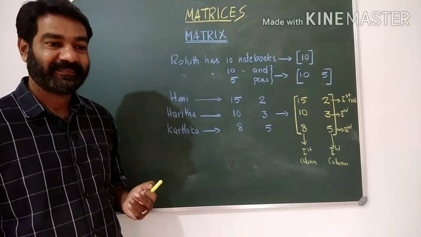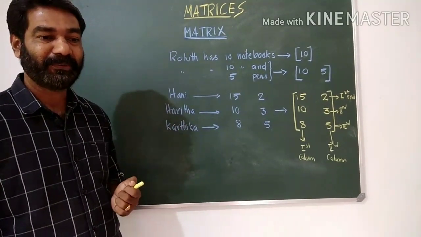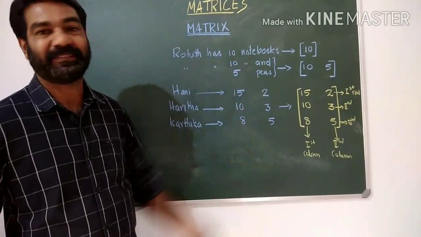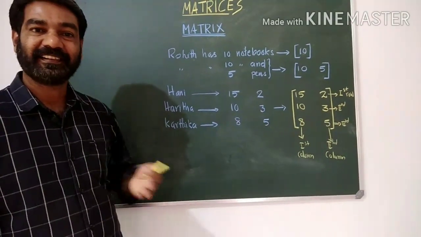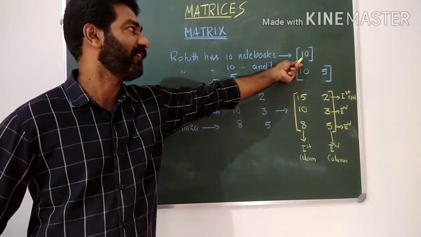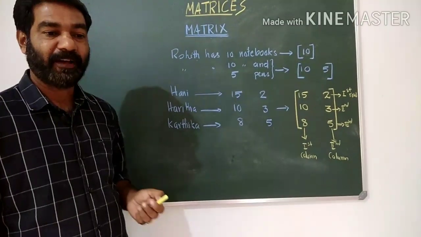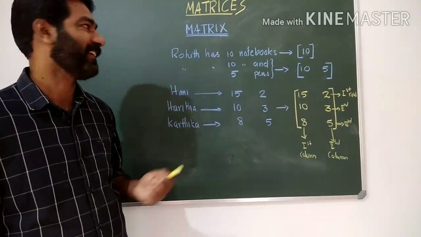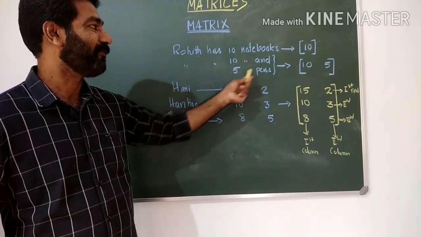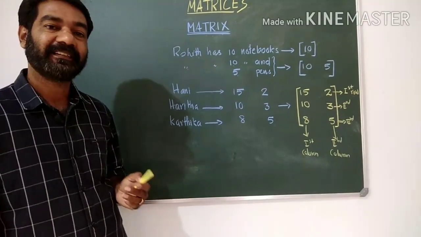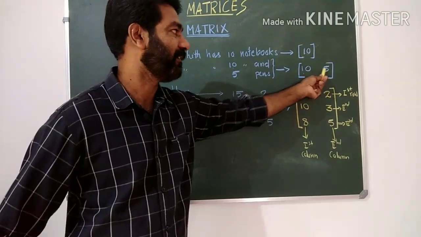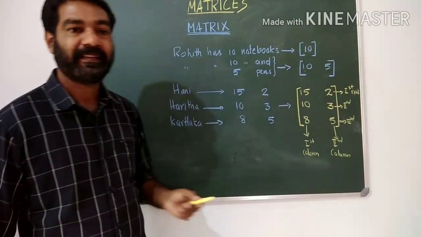Okay, Rohit, how many notebooks do you have? 10? Okay. See, Rohit has 10 notebooks. We can write the information like this. How many pens do you have? 5? Okay. See, Rohit has 10 notebooks and 5 pens. We can write the information like this.